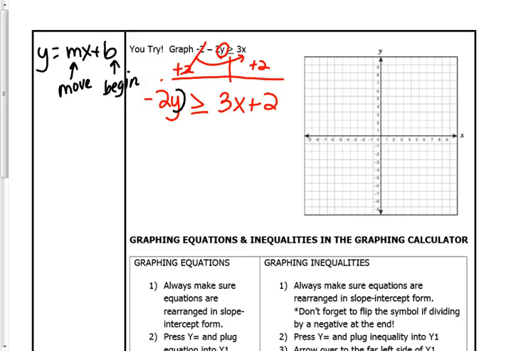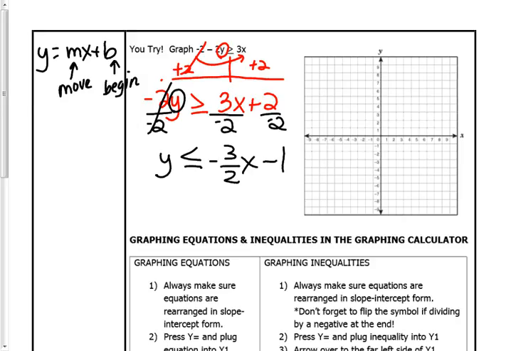Y is still not alone, so I need to go ahead and divide by this -2, and I have to divide it to everything. So that's going to give me my y alone now. And I just divided by a negative, so remember I've got to flip my symbol, right? So positive 3 divided by -2 is still going to give me, if I did it in the calculator and wrote it back as a fraction, it'll say -1.5, but you have to hit the math frac enter, and it'll say -3 over 2x. And then if you did positive 2 divided by -2, that's going to give you a -1.